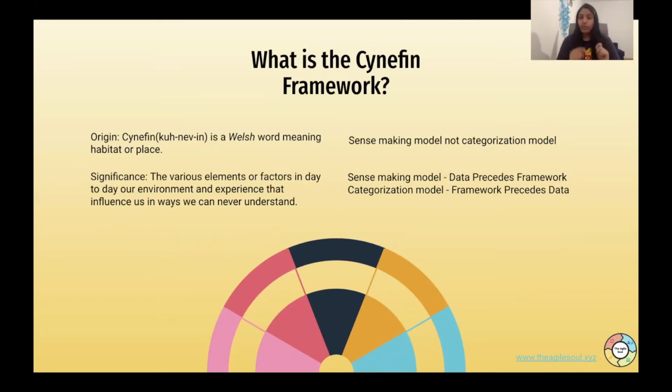A little example to explain these two models a little better. A categorization model is your typical 2x2 matrix where you look at the data at hand and you place it in one of the four quadrants based on where you think it is most relevant. What does this mean? It means you are forcing your data to fit a framework that you have predefined. But in the sense-making model, we first look at the data at hand. We look at it, we analyze it, and then based on that, we prepare a framework to help categorize, to help make sense of that data. This could be a 2x2 matrix, 3x3, or any other matrix that you prefer. Thus, Cynefin works on that principle as well.